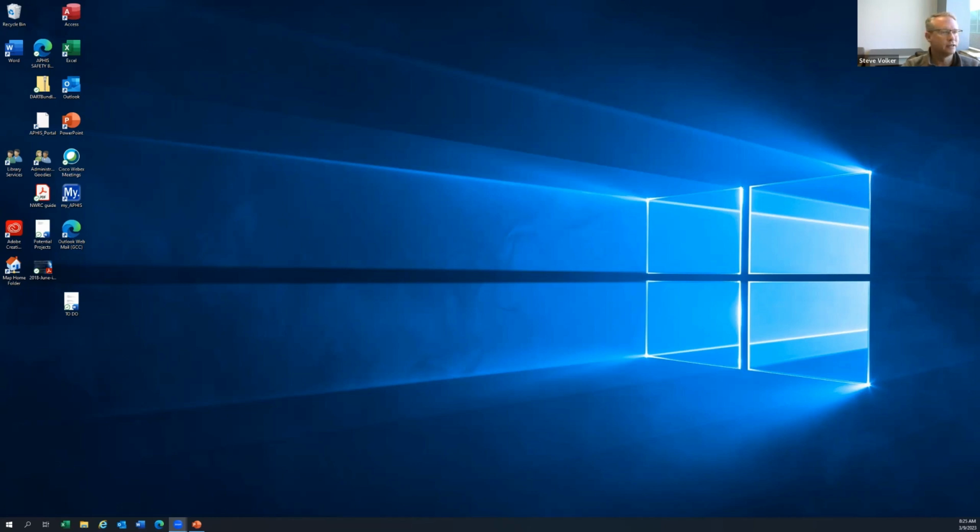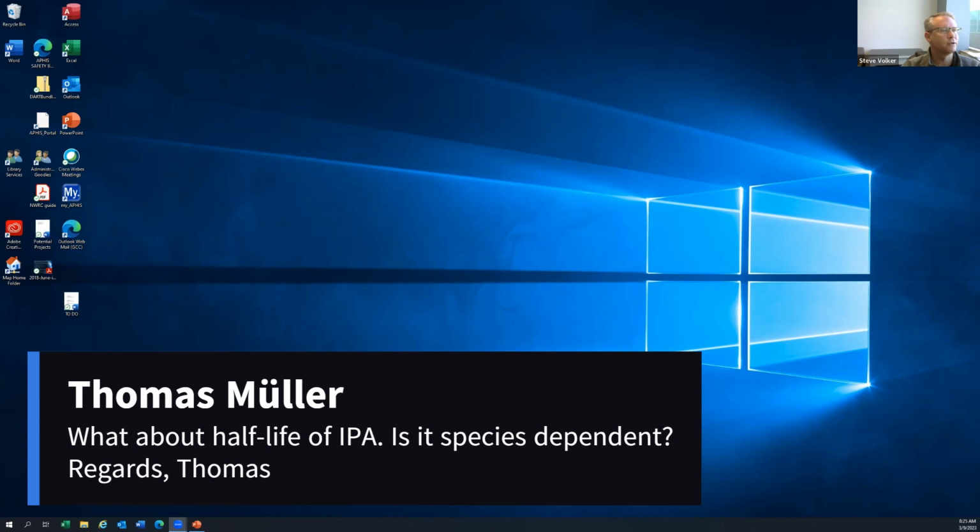All right, I don't see any additional question. Oh, here we are. So what about the half-life of IPA? Is it species dependent? It would, from what we've seen in marsupials versus other rodents and or mesocarnivores, I believe would be a more accurate term of several of those animals. Then yes, absolutely, the half-life varies very much based on the species.